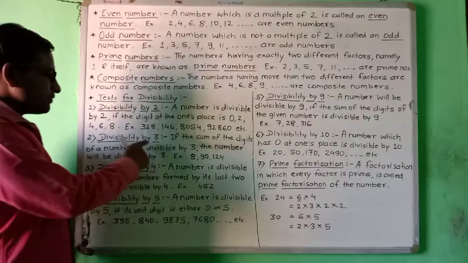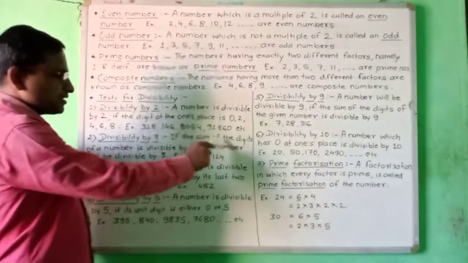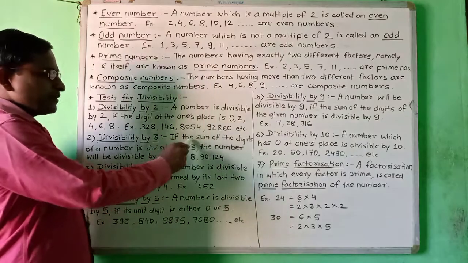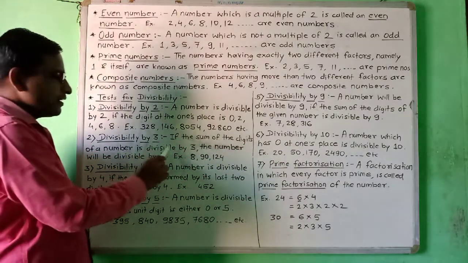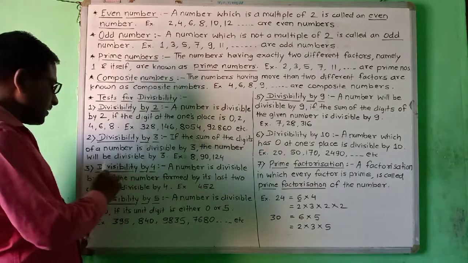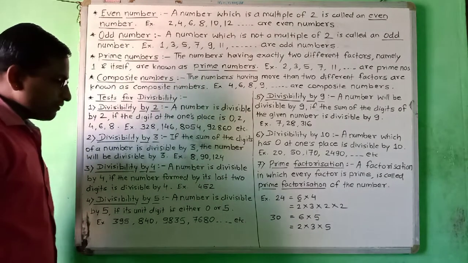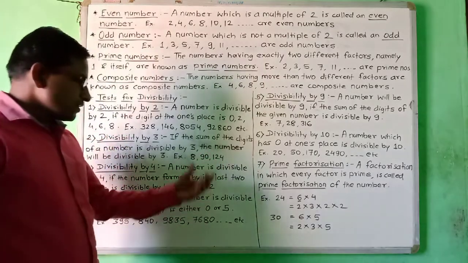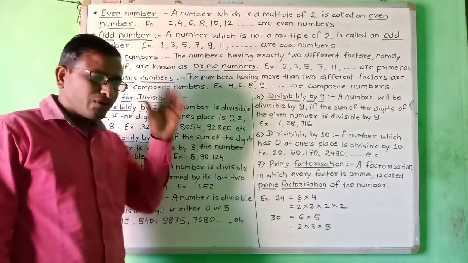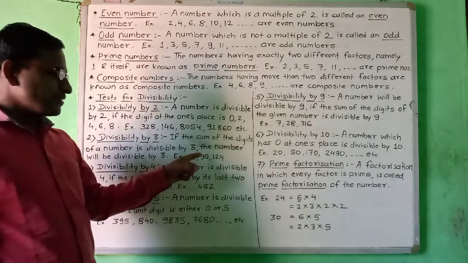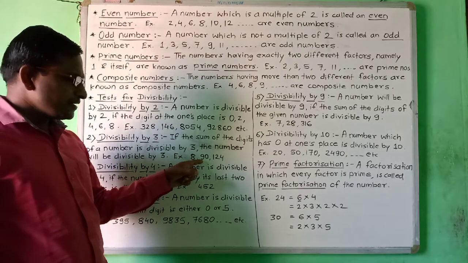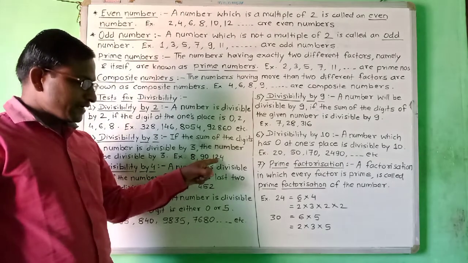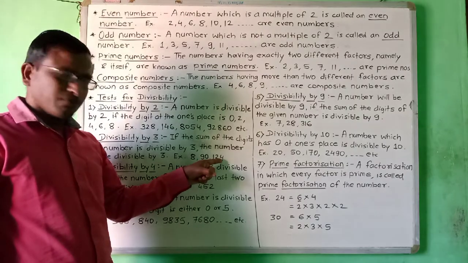Next, divisibility by 3. If the sum of the digits of a number is divisible by 3, the number will be divisible by 3. For example, see here 890,124. Here the total number of digits is 6. So first you add these 6 digits. 8 plus 9, 17, 17 plus 0, 17, 17 plus 1, 18, 18 plus 2, 20, 20 plus 4, 24.